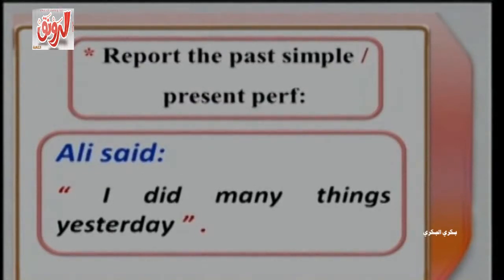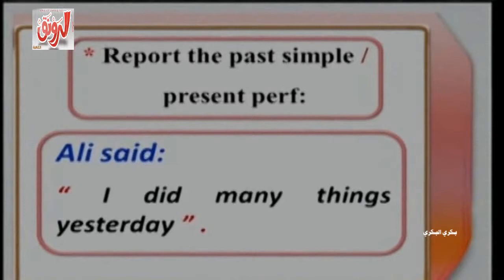Also, we use the past perfect to report the past simple and the present perfect. To report means to change from direct into indirect. If the direct speech was written in the past simple and we want to change it into indirect, we must use the past perfect. And if it is written in the present perfect, we must also change it by using the past perfect.